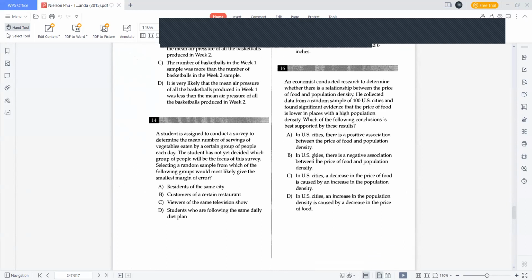Number 16. An economist conducted research to determine whether there is a relationship between the price of food and population density. He collected data from a random sample of 100 US cities and found significant evidence that the price of food is lower in places with a high population density. Which of the following conclusions is best supported by these results?